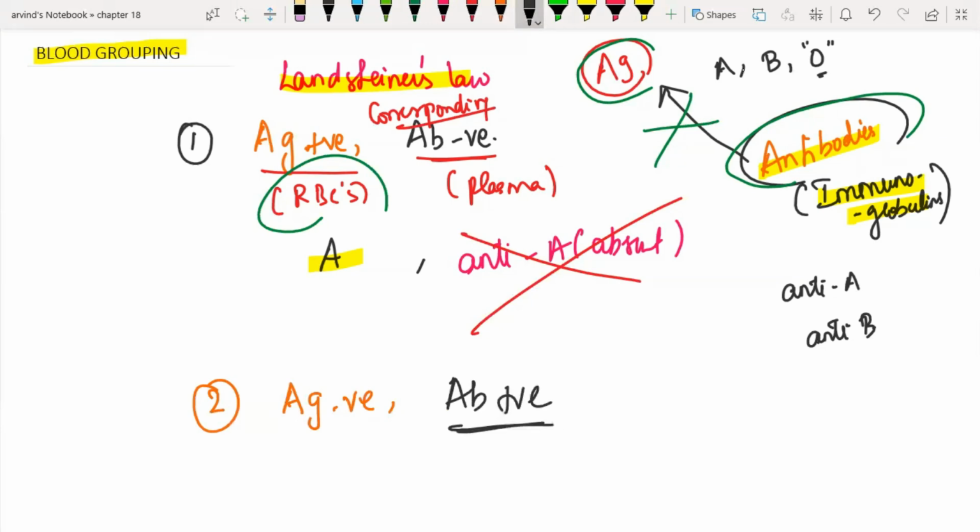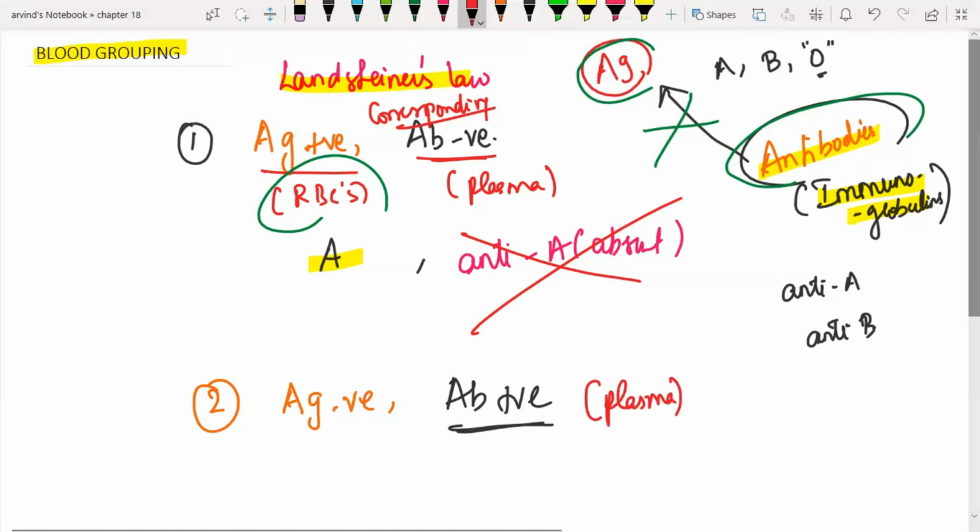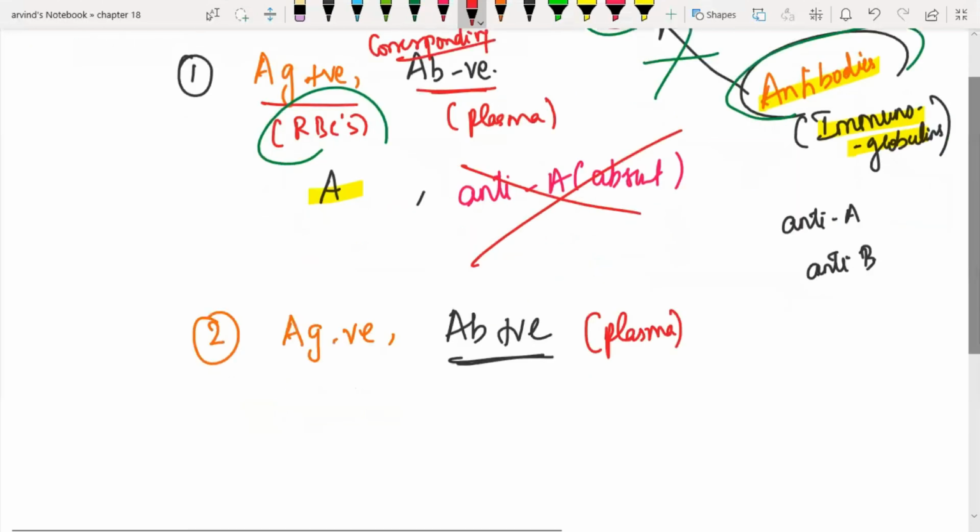is positive in the plasma. This might sound a bit weird, right? If I say it in Tamil, it is like: why should something be there for something that does not exist? For something that does not exist, why does something have to be there, right? That must be your doubt, but let us try to understand this.